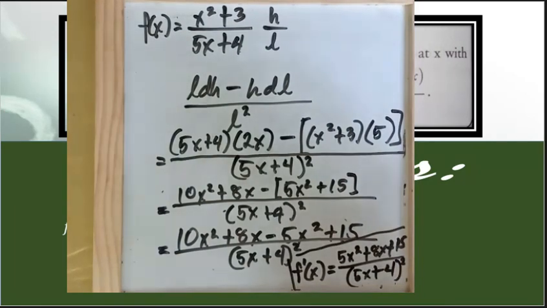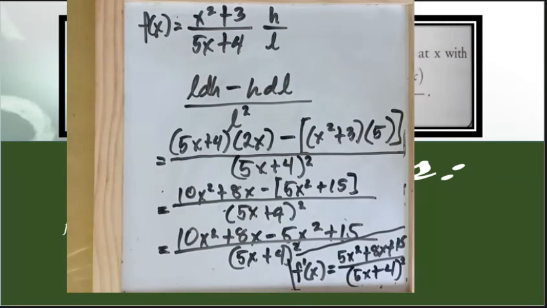Of course, pwede, pero for what pa, di ba? Hindi mo rin naman siya maika-cancel. So, there's no need for you to expand that. Huwag mo nang pahirapan yung sarili mo. Just follow the rule. Just put square on the denominator. So, we have 5x plus 4, the quantity squared. So, ganun lang siya kasimple.